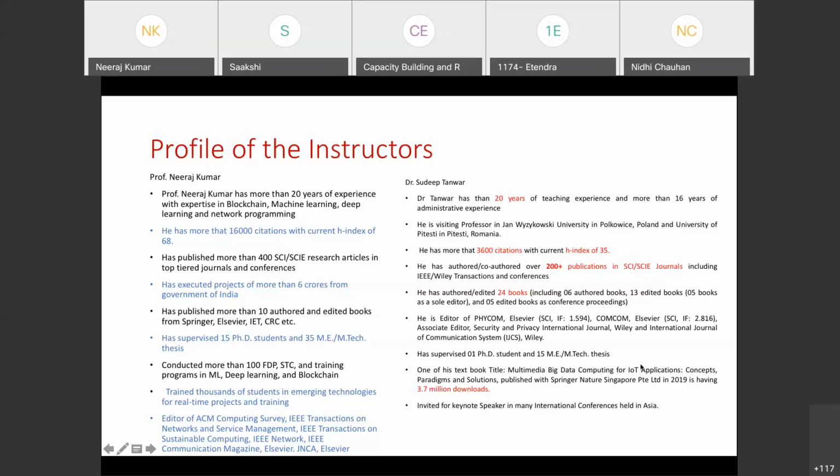So this was a brief introduction of both the instructors for this particular course. And apart from this, we also have certain other developers who will guide you on how to create your own blockchain using Python, how to install Anaconda, and then how you can use Anaconda for deploying your smart application using smart contracts, etc.